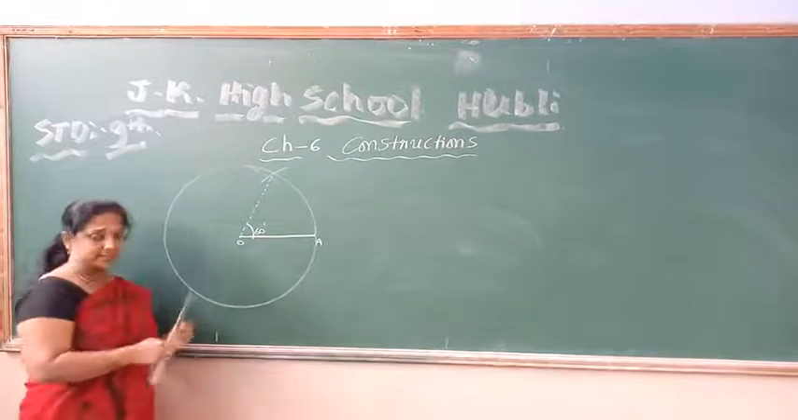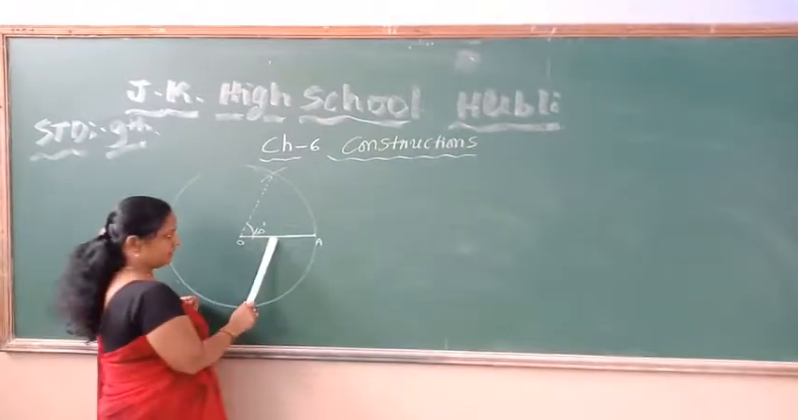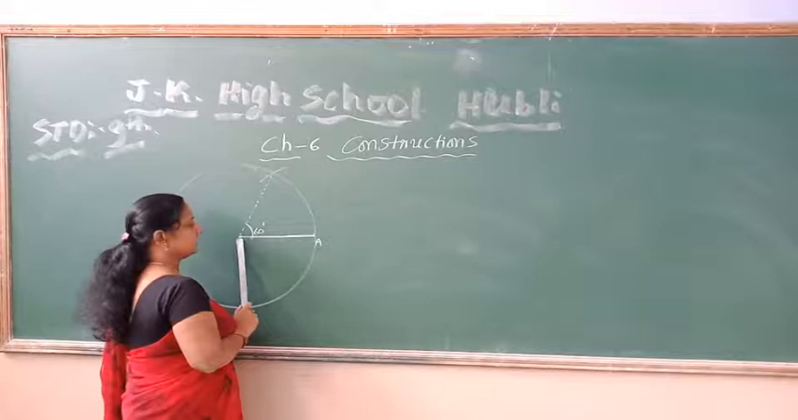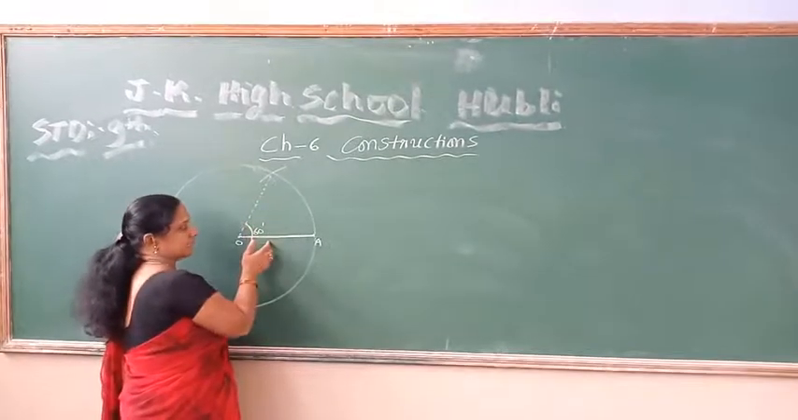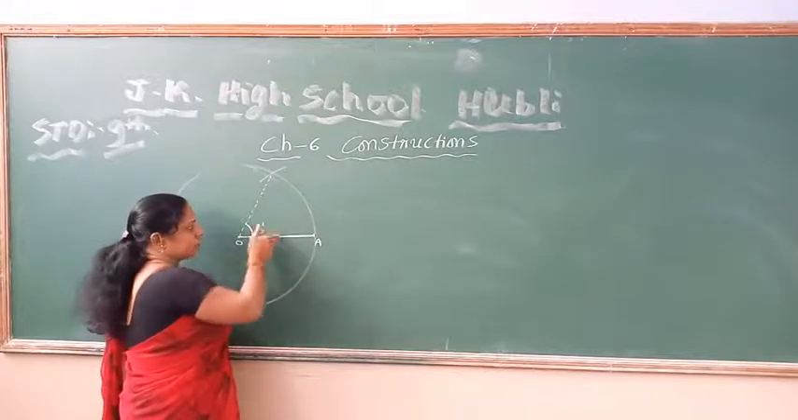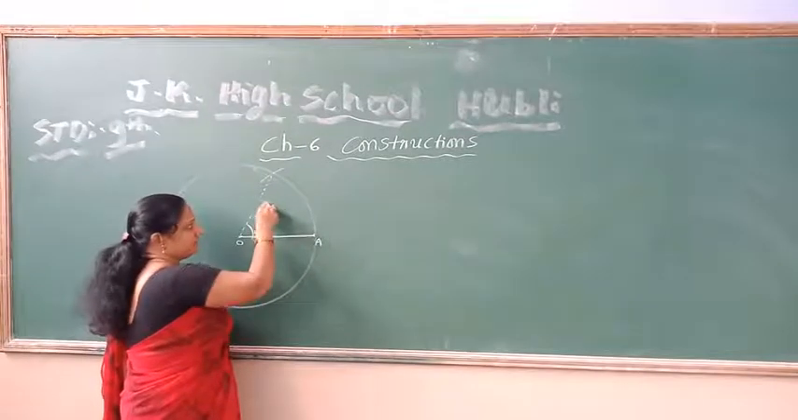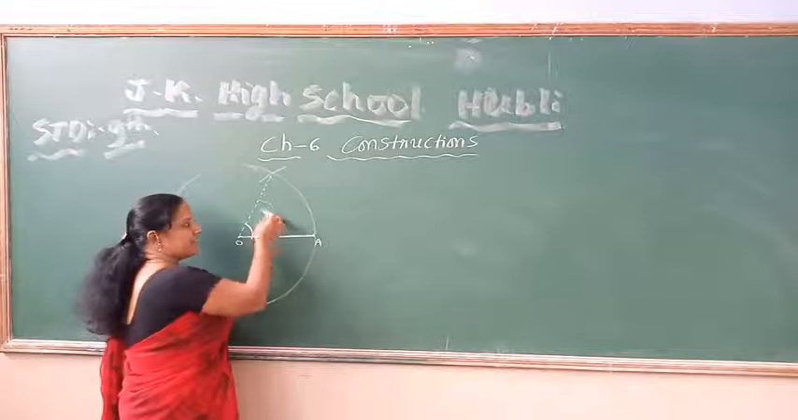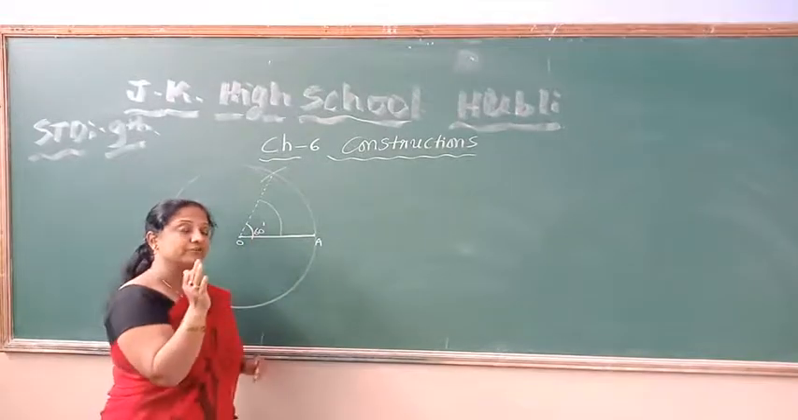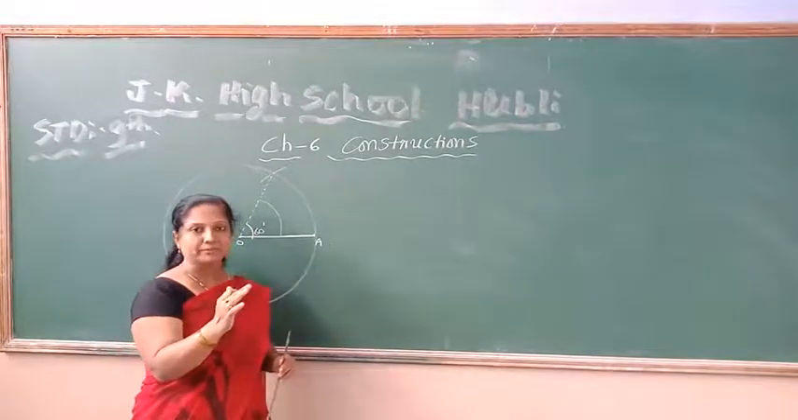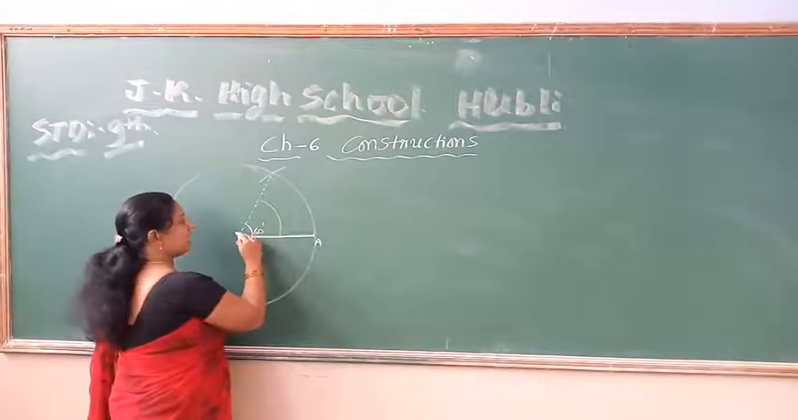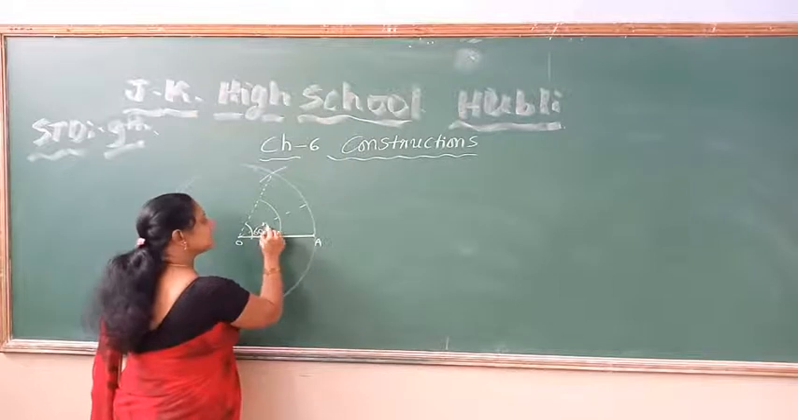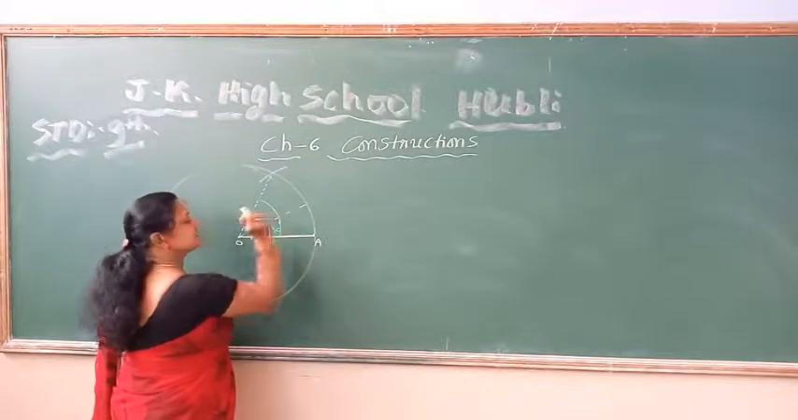You have to construct a 30 degree angle for a given ray at the starting point. We know this is 60 degrees. Draw approximately one arc and bisect this arc. Already I explained how to construct an angular bisector. So if I bisect this angle, I am going to get 30 degrees.